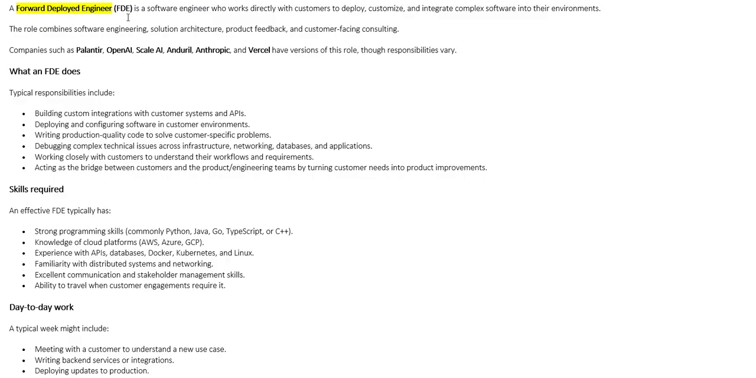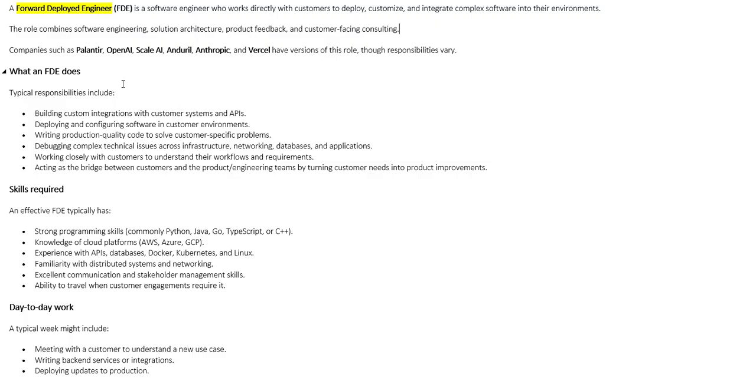What exactly will he do? He's a software engineer who works directly with the customers to deploy, customize and integrate complex software into the environment. That means mostly he is the person who does end-to-end development, deployment, testing, validation, everything. So this role combines software engineering, solution architecture, product feedback, and customer-facing consulting.